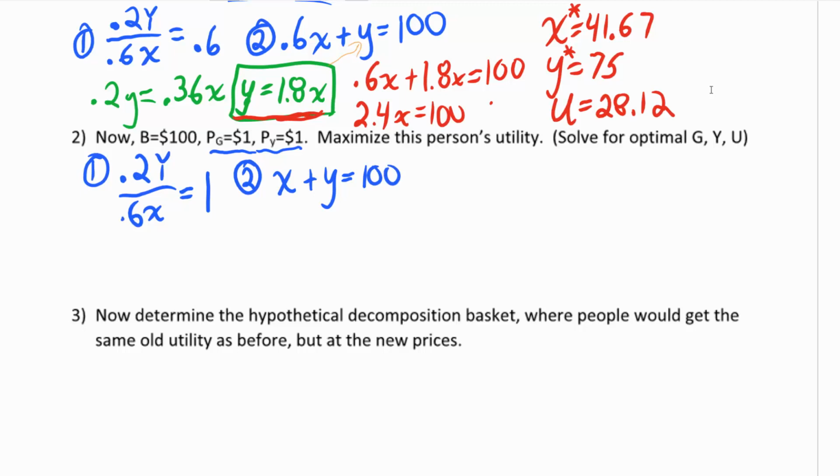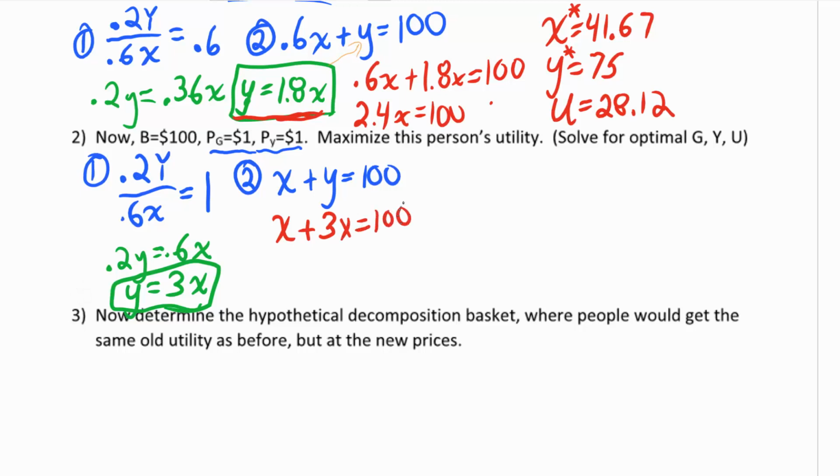So, solve the first equation for y: 0.2y equals 0.6x. That's going to be y equals 3x. So, again, just like last time, we're going to use that equation 2 times. First time, we're going to use it to substitute y equals 3x in this budget equation over here. So we have x plus y equals x plus 3x equals 100. 4x equals 100. So x is going to be 25. So when the price goes up, people are only going to buy 25 units of x.